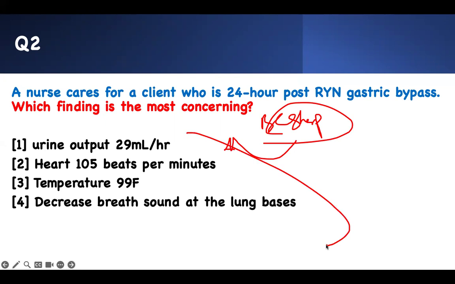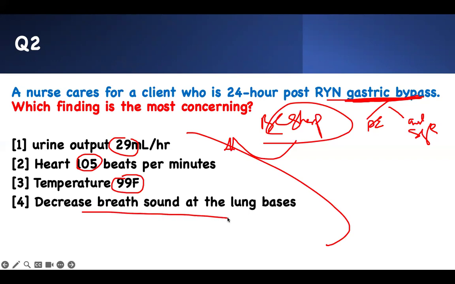One day post-op, Roux-en-Y bypass, the content is here. What do you expect? There are two things these people will undergo that you have to worry about: pulmonary embolism and anastomosis leak. So infection, sepsis. Those are the two things you have to worry about immediately after post-op, right? But you have to be sharp in selecting. The urine output is low, 29. It's very low. Big patient, 29. Heart rate is 105. Temperature is 99. And then the decreased breath sounds.